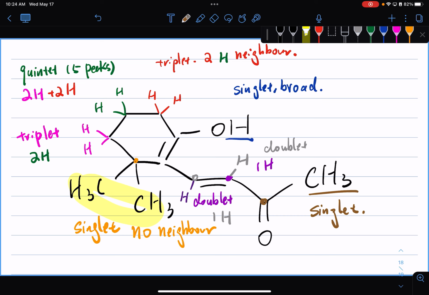With me so far? So it's not hard. You write out all the hydrogen atoms, and you're just counting the number of neighbors each of these hydrogen have, and then you apply the splitting pattern accordingly.